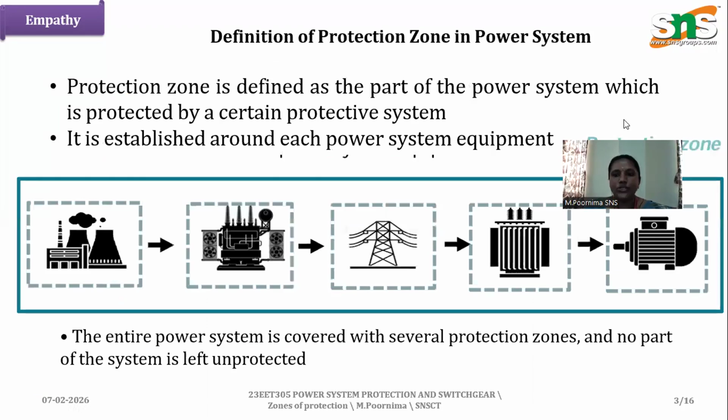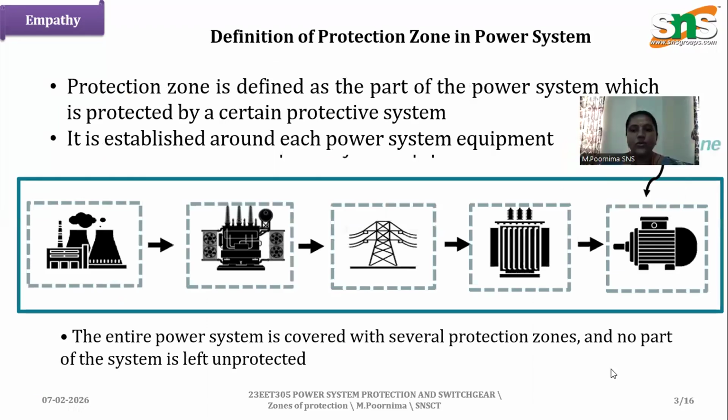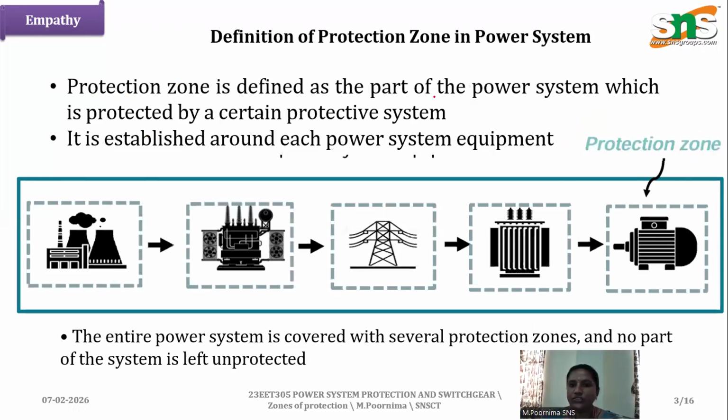First, a protection zone is defined as the part of the power system which is protected by certain protective systems. So we know that we have certain protective systems. The zone of the power system is protected by a certain power system equipment, so it is established around each power system equipment. Here you can see the basic power system protective zones.